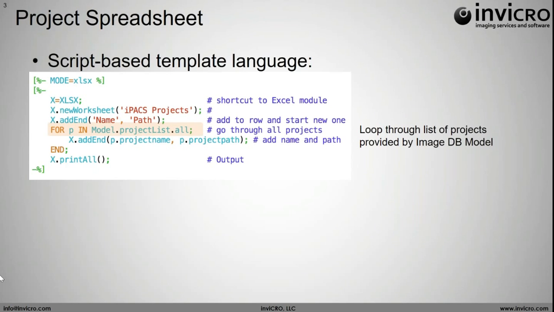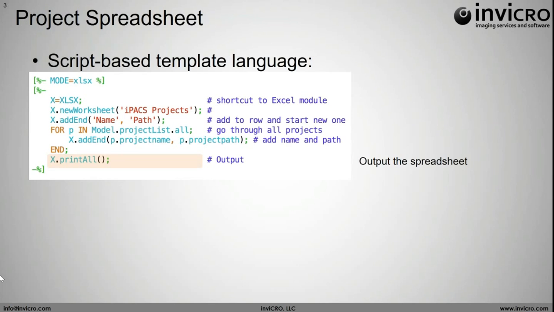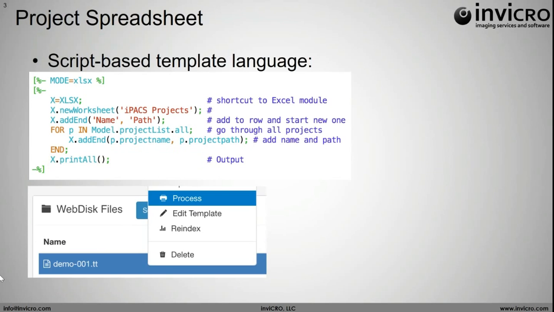And then I mentioned the input module. In this case, I'm asking for a list of all our projects, and then add the project name and the project path to it. From this model project list all, I get a list of all the projects as objects in the P variable, and then I can call P project name or P project path to get the respective values. And then we have the end of the loop, and finally I just output the spreadsheet. In theory, you could use the reporting engine to output multiple spreadsheets, but we will concentrate on the simple example.